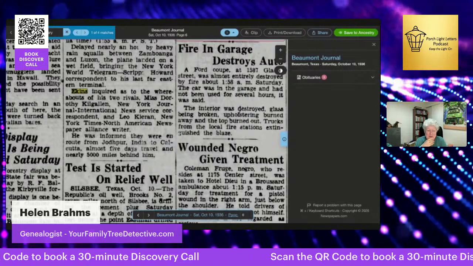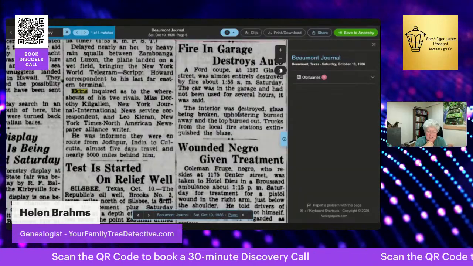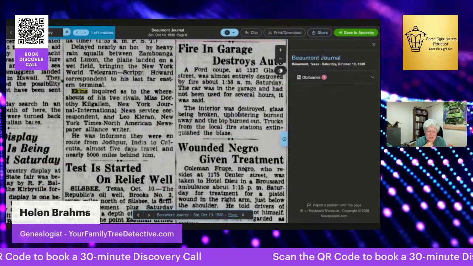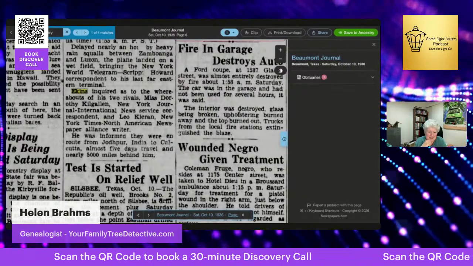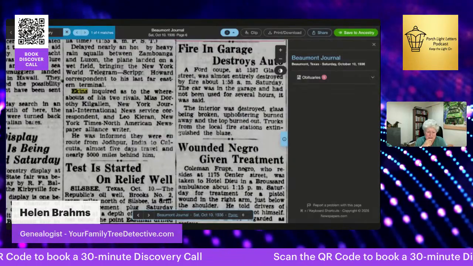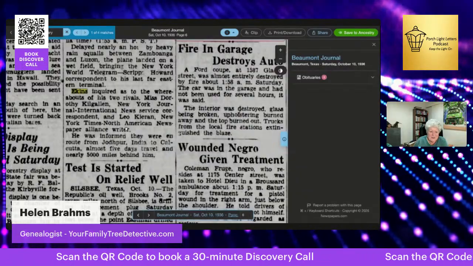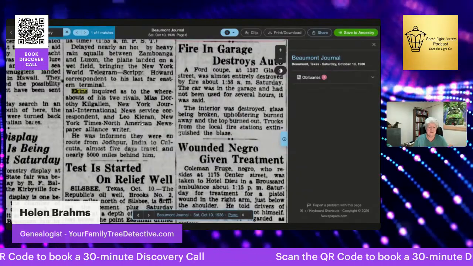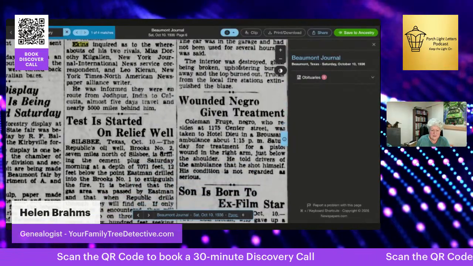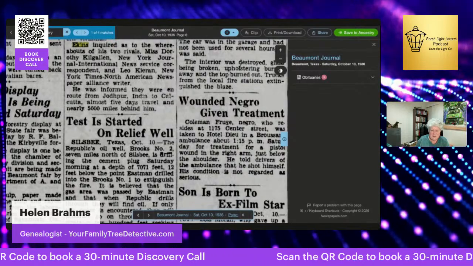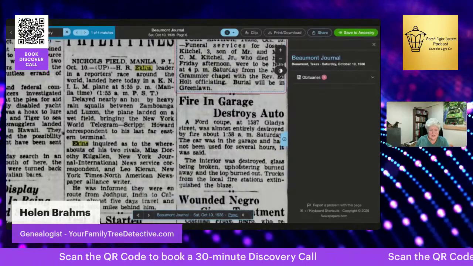The plane landed on a wet field, bringing the New York World Telegram Scripps Howard correspondent to his last Far Eastern terminal. Eakins inquired as to the whereabouts of his two rivals, Miss Dorothy Kilgallen from New York Journal International News Service, and Leo Kieran, New York Times North American Newspaper Alliance. He was informed that they were en route from Jodhpur, India, to Calcutta, almost 5 days' travel and nearly 5,000 miles behind him. So that's about an Eakins that was doing a reporter's race around the world. I've got to go look him up.